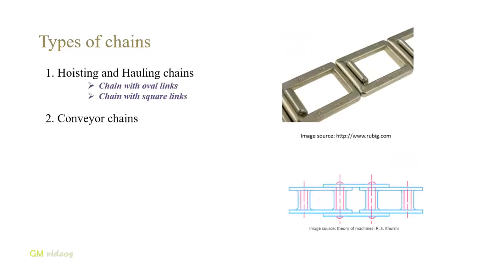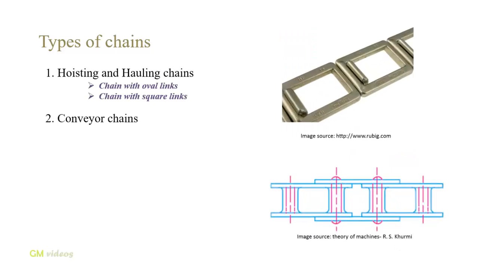Conveyor chains. These chains are used for elevating and conveying materials continuously. They generally operate at slow speeds of about 3 to 12 km per hour. The conveyor chains are of the following two types. 1. Detachable or hook joint type chain, as shown in the top figure, and 2. Closed joint type chain, as shown in the bottom figure.